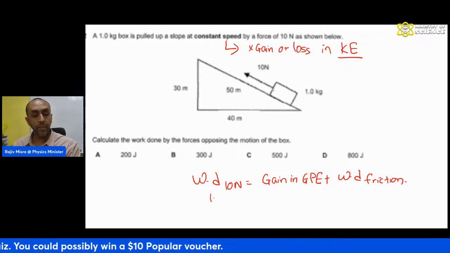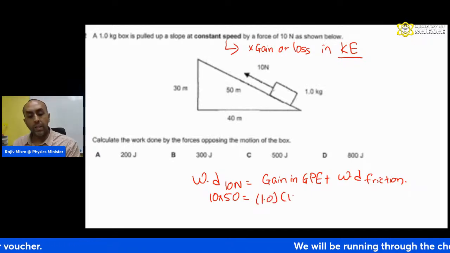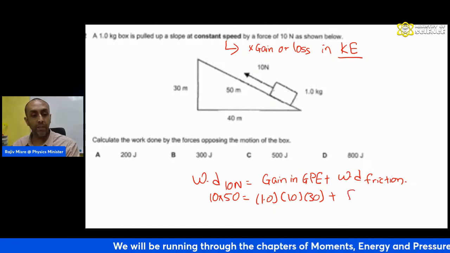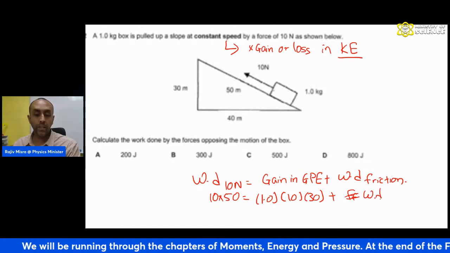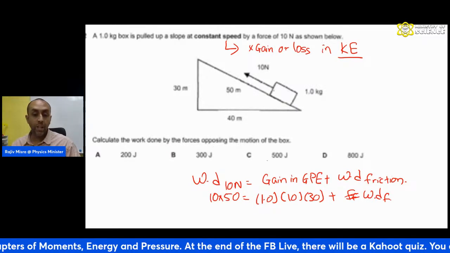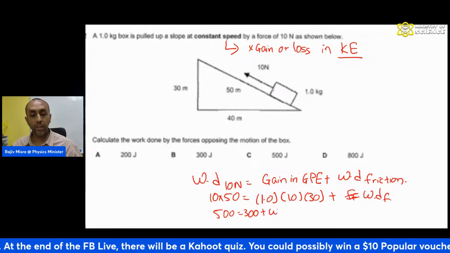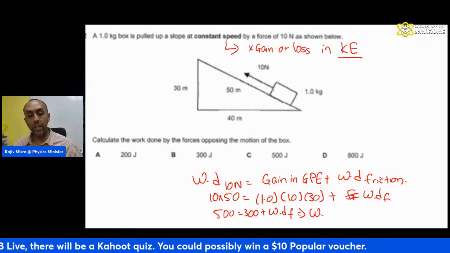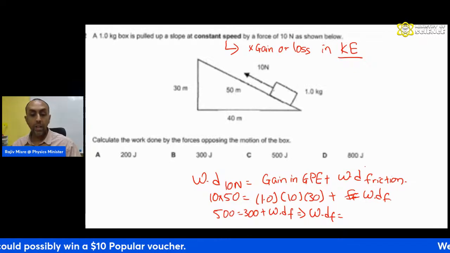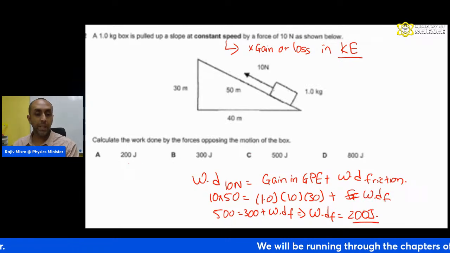So work done by 10 Newton will be 10 times 50. Mass is 1.0, g is 10, height is 30, plus work done against friction. Actually, you don't even need to write the force of friction, just write work done against friction, because they're not asking you what the friction is. So then I'll take 500, so 300 plus work done against friction. So your work done against friction, you just take the difference, is 500 minus 300 is 200 joules. So as simple as that.